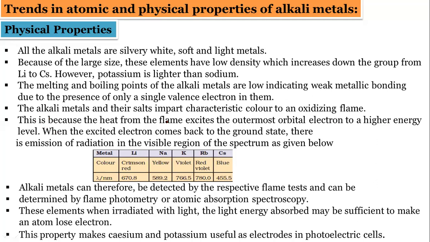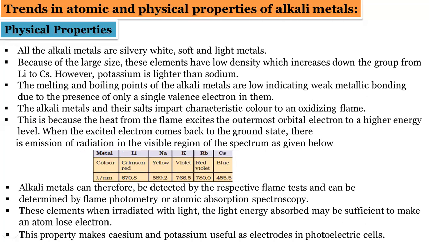This explanation is given for why these salts have color. When heat is supplied to these salts, what happens? The last electron gets excited, and when the excited electron comes back to the ground state, there is emission of radiation. So due to this emission of radiation in the visible region, the spectrum is given below. See, this spectrum is given below.